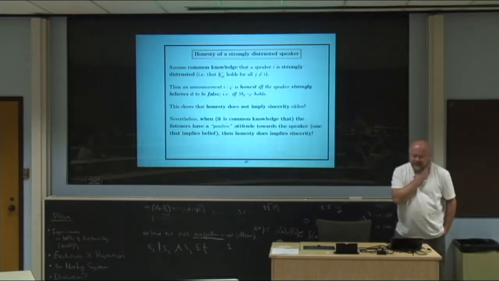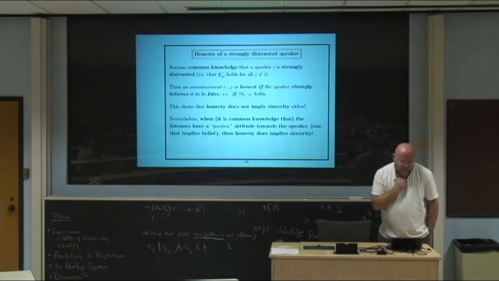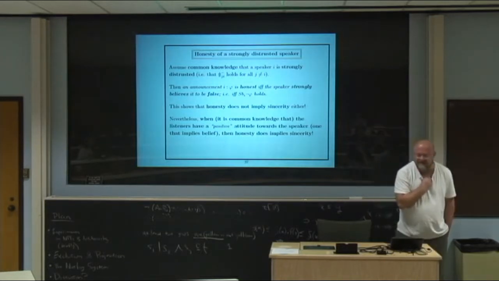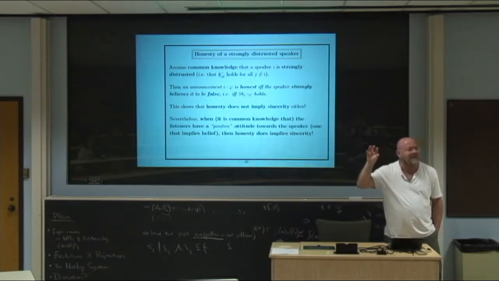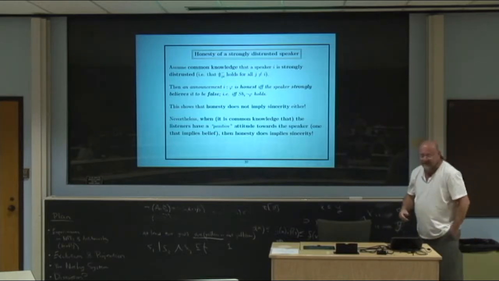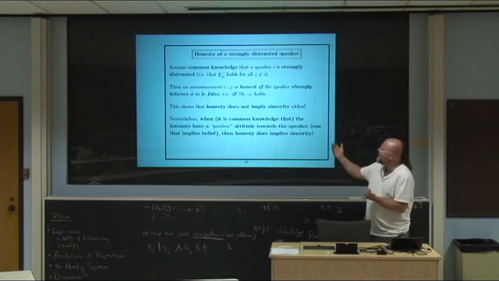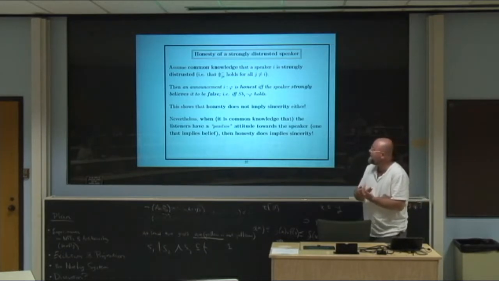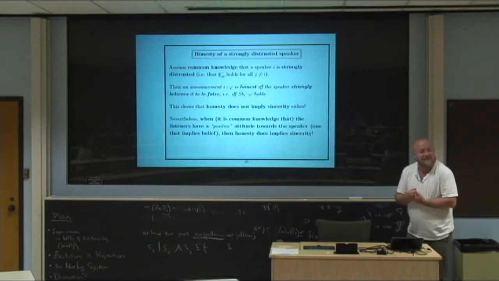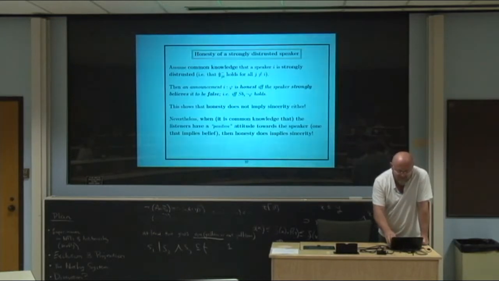Now, if a speaker is strongly distrusted, meaning radical upgrade always with the negation of what he says, then essentially everything is reverted from before. So in order to be honest, instead of strongly believing what he says, he has to strongly disbelieve it, strongly believe the opposite. Right? So this shows that honesty does not imply sincerity either.